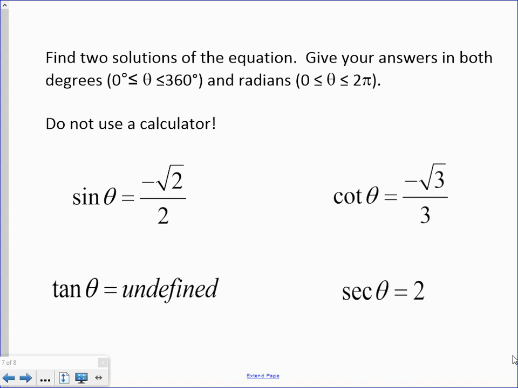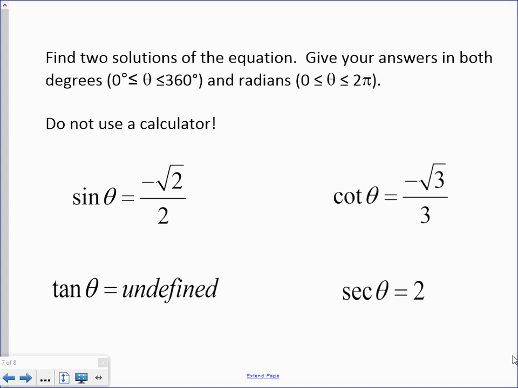So talk with your groups. And you should be able to do this without a calculator. What's theta if sine of theta is negative square root 2 over 2? Sine is negative in quadrant 3 and 4. So the angle in degrees would have to be 225 and 315. Those would be the angles.